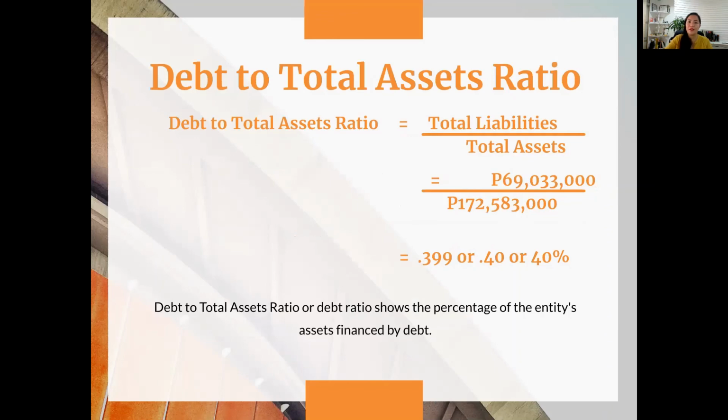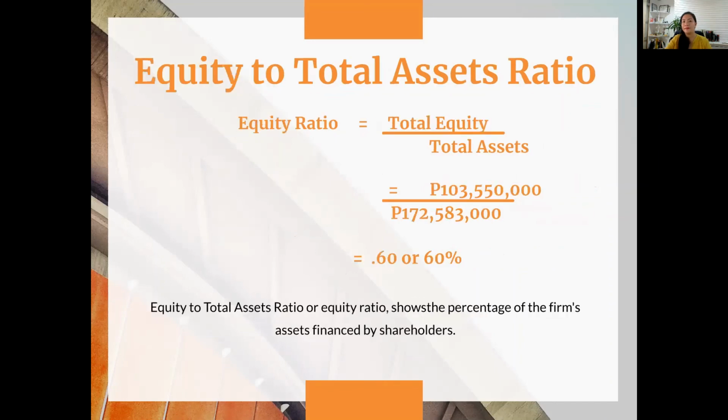Debt to total assets ratio is total liabilities over total assets. That means you divide your total debt over your total assets. For example, there's 40%. So your debt is only 40% of your assets. You're very capable of paying your liabilities in case something happens. The debt to total assets ratio, or debt ratio, shows the percentage of the entity's assets financed by debt.